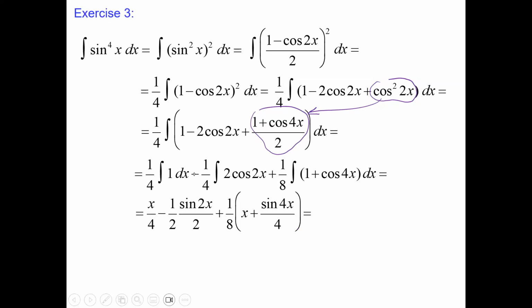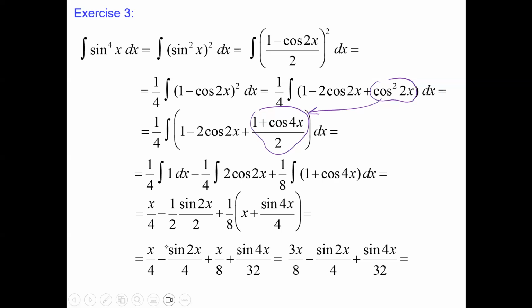And now integration. Integral of 1 is x times 1/4. Integral, actually 2 times 1/4, I was supposed to say 1/2. 1/2 times the integral of cosine of 2x, sine of 2x over 2. And now the integral of 1 is x, the integral of cosine 4x is sine of 4x over 4. We may clean it a little bit, and I believe 1/4 and 1/8 is 3/8 x, and we cannot simplify further. What am I supposed to add? Constant of integration.